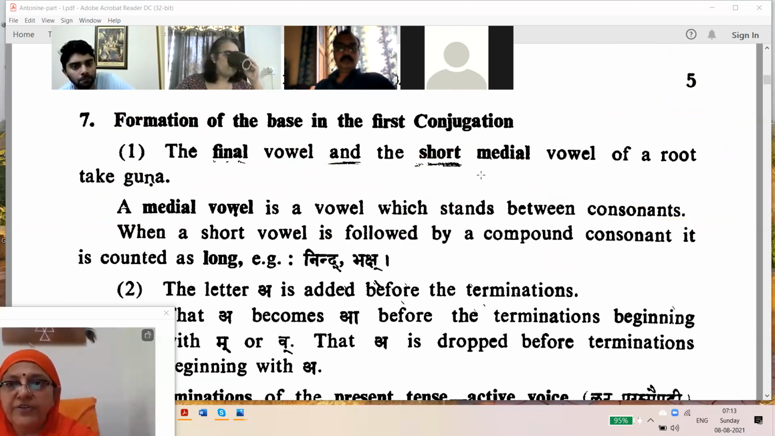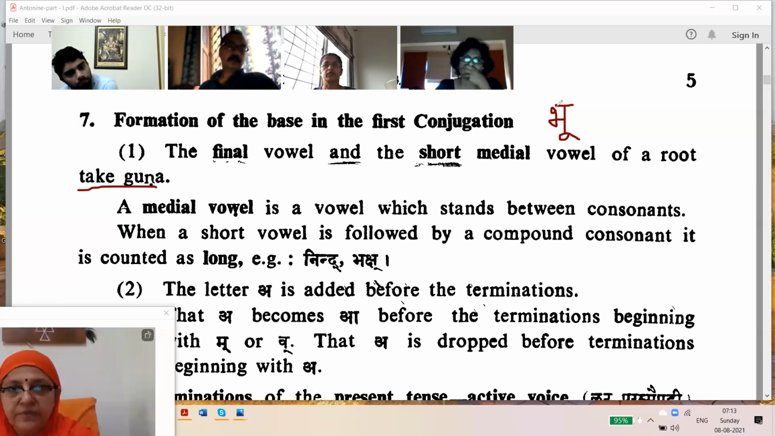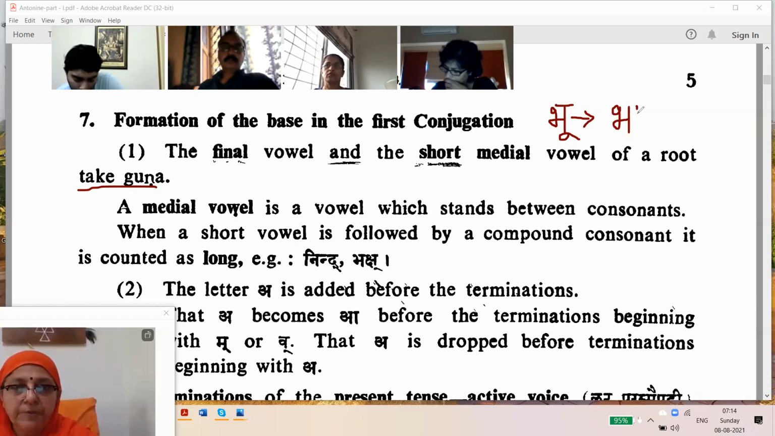So now what they are talking about is the formation of the base in the first conjugation. What I have taken always starts from bhu only. Suppose bhu. The final vowel and the short medial vowel of a root take guna. So this bhu becomes bho, because it takes guna.